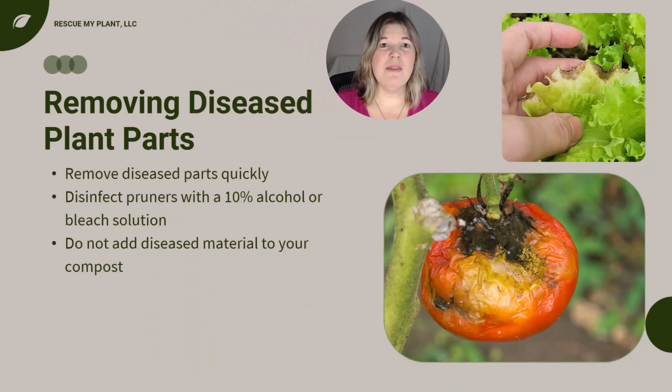When you see a plant with shriveled or spotted leaves, rotten fruit, or other signs of disease, you can pick away the diseased portions immediately and discard them. If you use garden shears to prune diseased leaves, then disinfect your shears by spraying them with a 10% alcohol or bleach solution, or wiping them with isopropyl alcohol. This is because diseases can easily be spread from plant to plant. Do not add this material to your compost pile. If the plant's problem is severe, remove the entire plant, including the roots, and discard it.